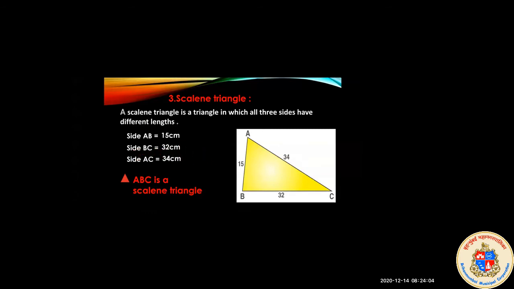So now see, first we studied the equilateral triangle, in which all three sides are equal. Second we studied the isosceles, where two sides are equal. Now we studied the third, in which all three sides are different. That is a scalene triangle. Now we'll solve some examples related to it. Observe the figure below and write the type of the triangle based on its sides. Now there are some examples related to triangles based on sides.